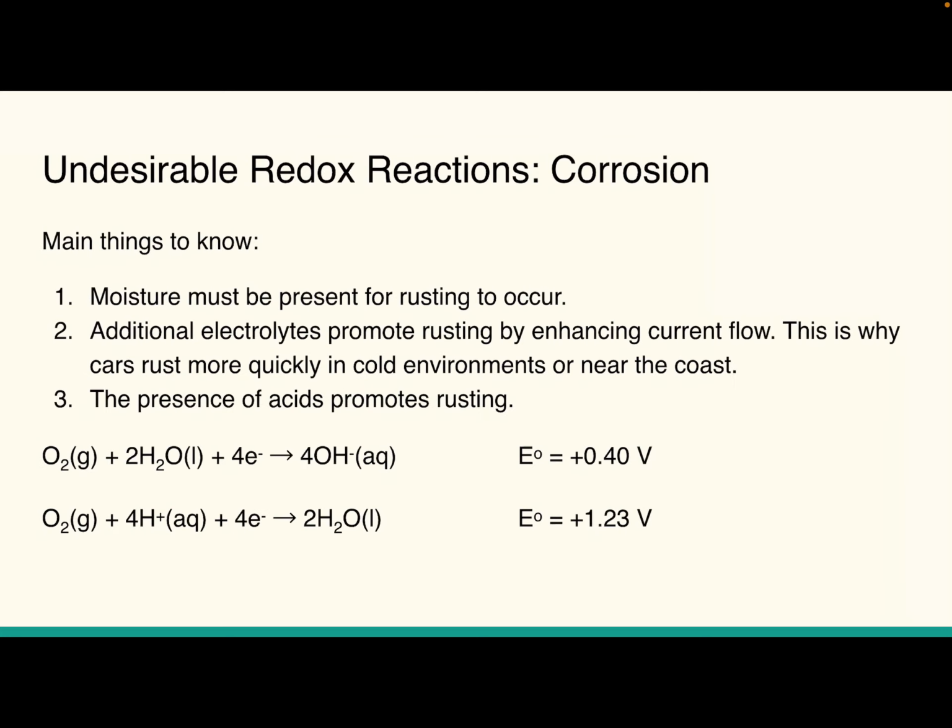Last thing is undesirable redox reactions. We're talking about rust, corrosion. A couple things to know. Moisture has to be present for rusting to occur. You need the ions to be able to flow freely, so moisture helps that. Additional electrolytes also promote rusting by enhancing current flow.